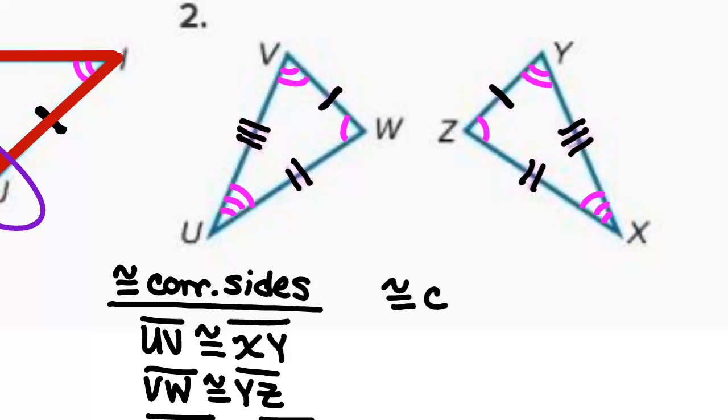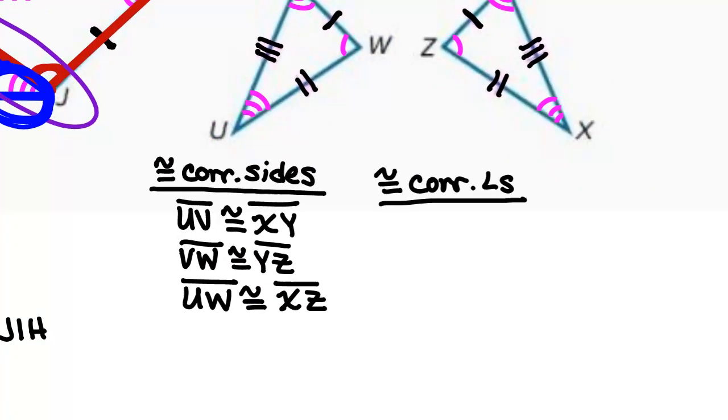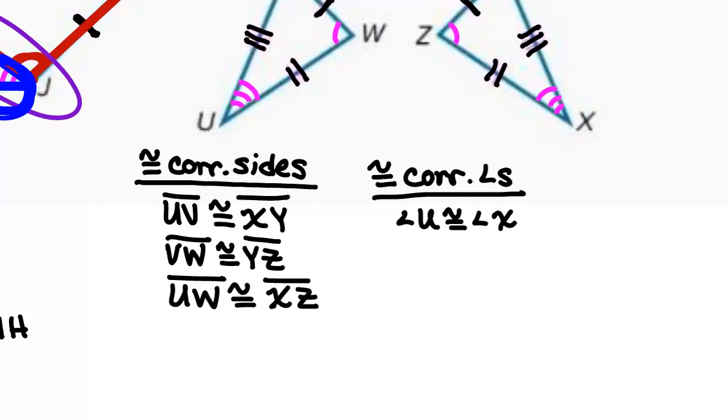All right, congruent corresponding angles. Give me a pair of angles that's congruent. U and X. Angle U is congruent to angle X. What's another pair of congruent corresponding angles? W and Z. Angle W is congruent to angle Z. And what would our last pair be? Y and V.